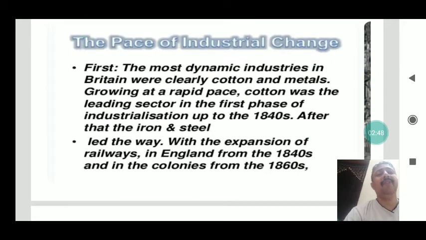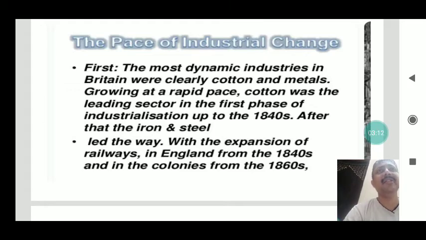Let us understand the first phase. First of all, the most dynamic industries in Britain were clearly cotton and metals, growing at a rapid pace. Cotton was the leading sector in the first phase of industrialization up to the 1840s. After that, iron and steel replaced it, leading the way with the expansion of the railways in England from the 1840s and in the colonies from the 1860s. So this is how the transformation took place.